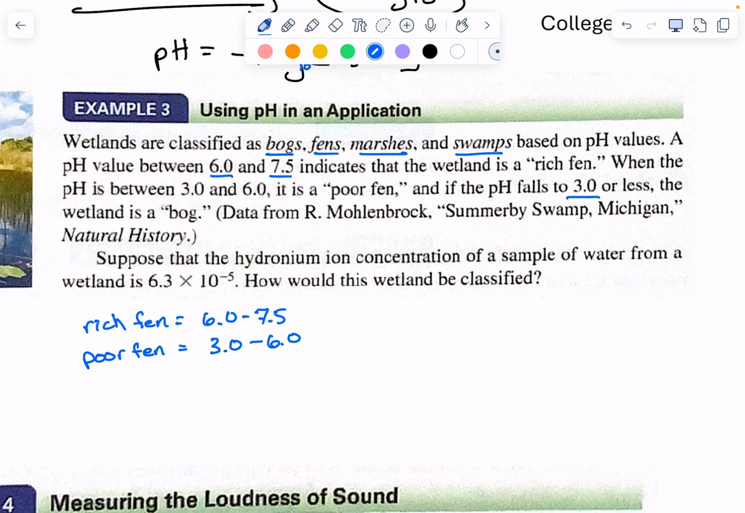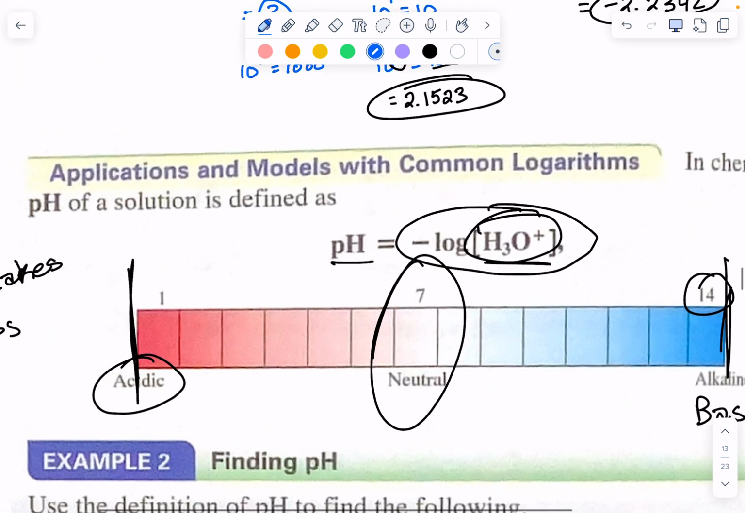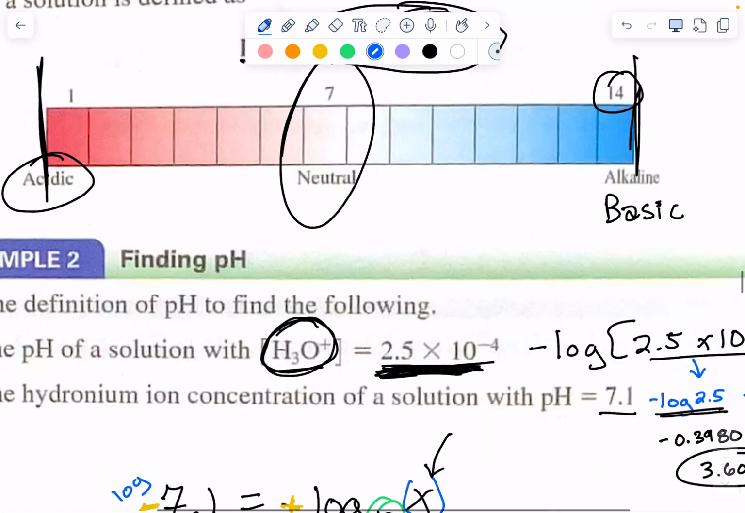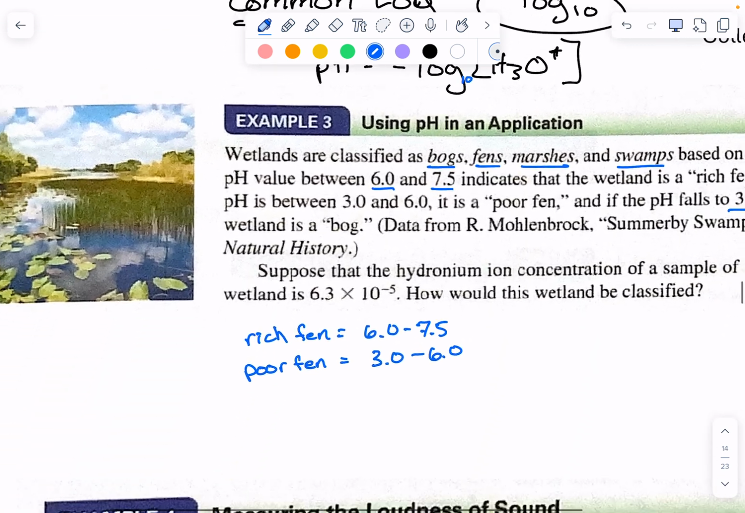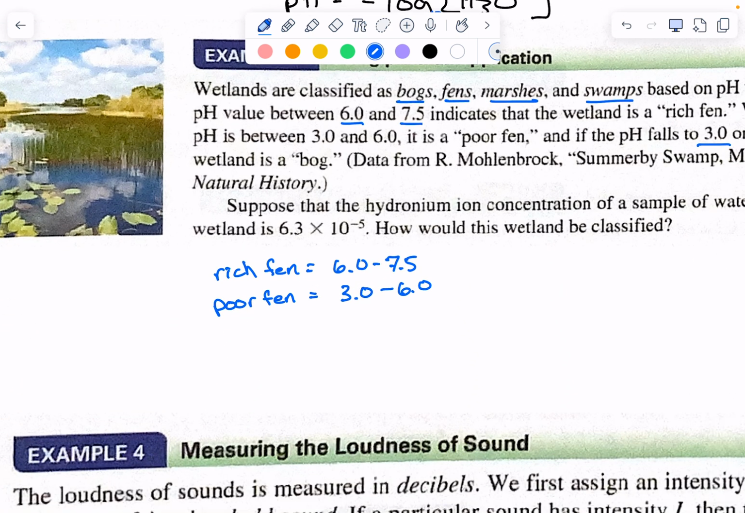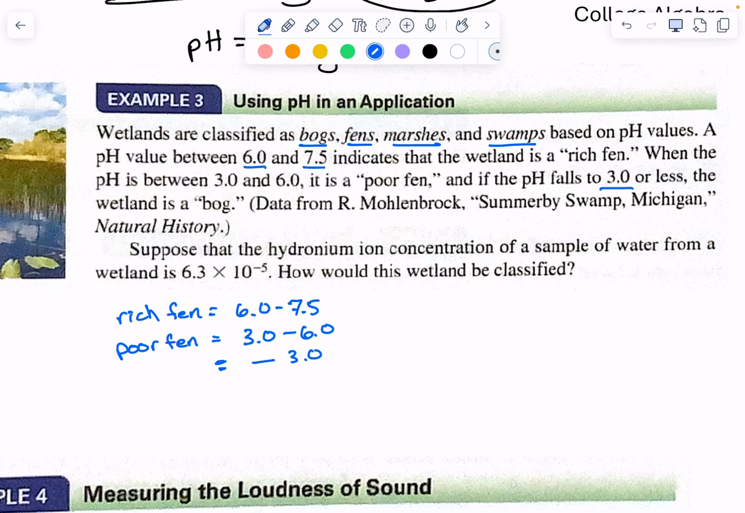Okay, if the pH is less than 3, it can't be anything lower than 1, right? Can you have a pH go lower than 1? It goes 1 to 14. Yes. Can you have a pH of 0? It's a stupid rule, and it's something we got into early on in Chem too. It's very, very specific. Okay, so I'm going to say up to 3. 3 or less is called a bog. That is very, very acidic. Okay, now they're just going to give you the information and say which wetland is this.